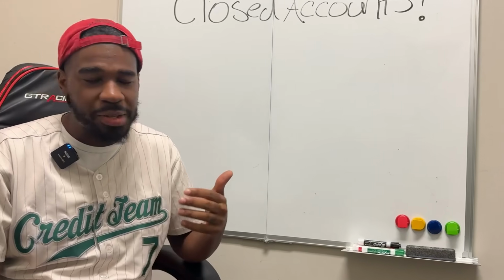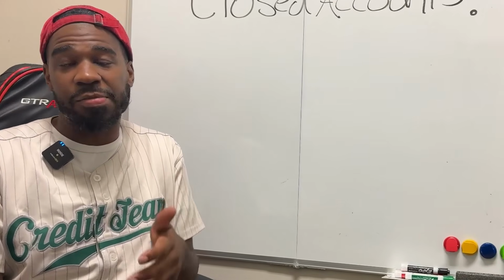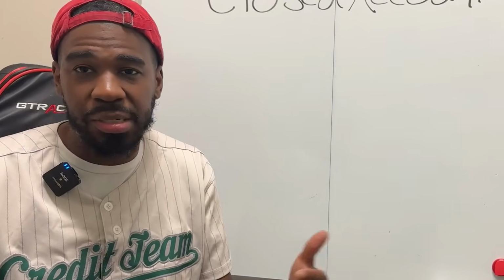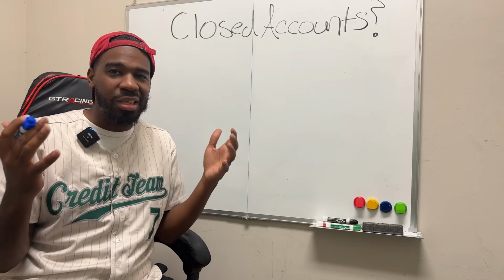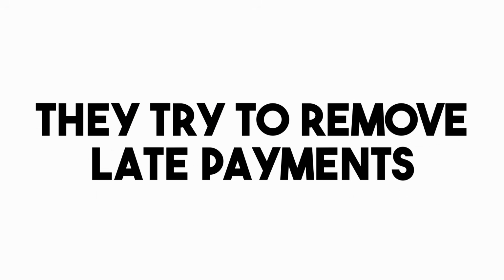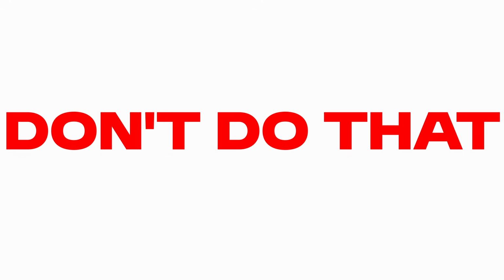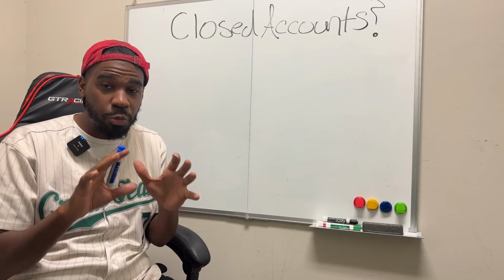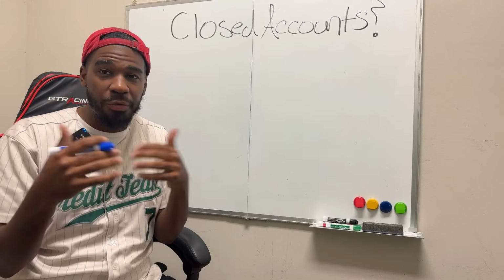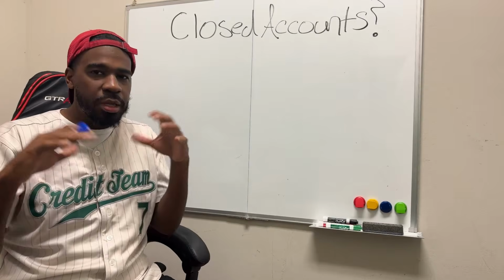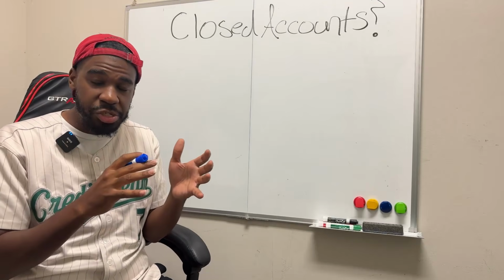But if you have accounts that are in negative status, multiple missed payments, people don't have the information, and that's okay, they try to remove late payments on a closed account. Don't do that. Don't worry about that. Focus on removing the entire account off the report. So whether you have a collection, a charge off, a repossession, or an eviction on your credit report, don't focus on the payment history. Let's focus on removing the entire account.